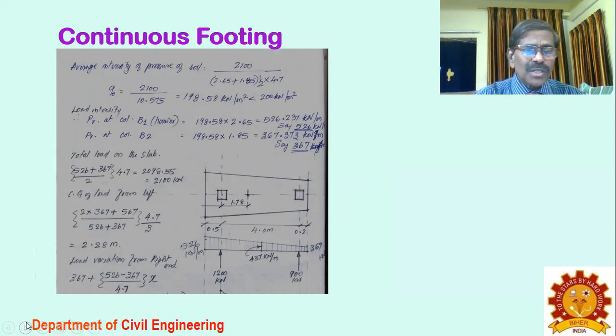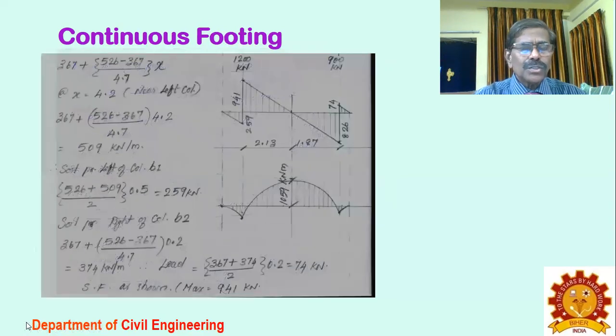So again you draw the theory of simple bending equation. There is an upward load of the column. Then the intensity of the pressure is 526 to 367. It varies because the width of the footing is varying. So the intensity of the loading also varies, which is a trapezoidal loading. You solve by the theory of simple bending, then from the static principle you get the shear, you get the bending moment because it is a determinate structure.